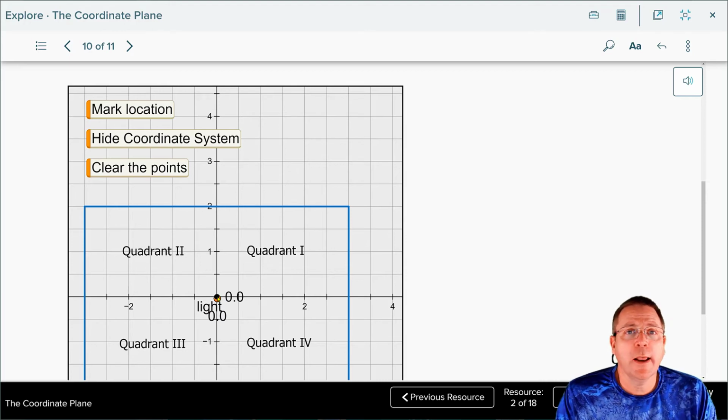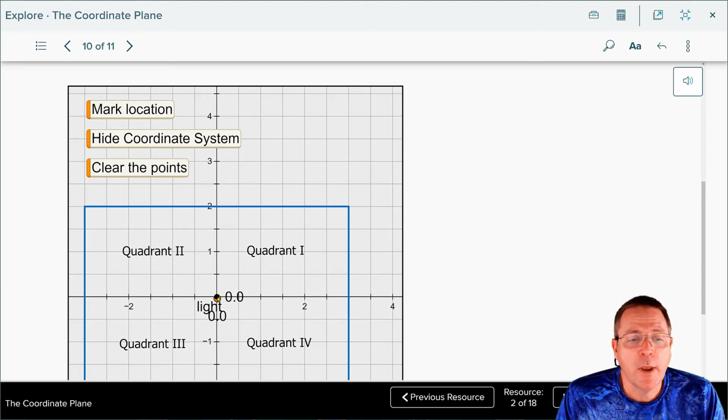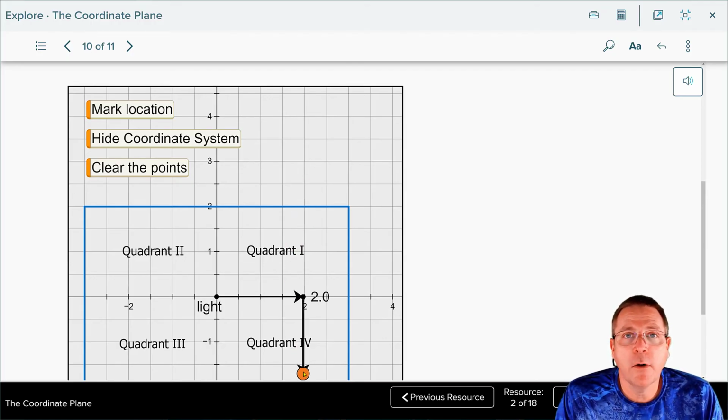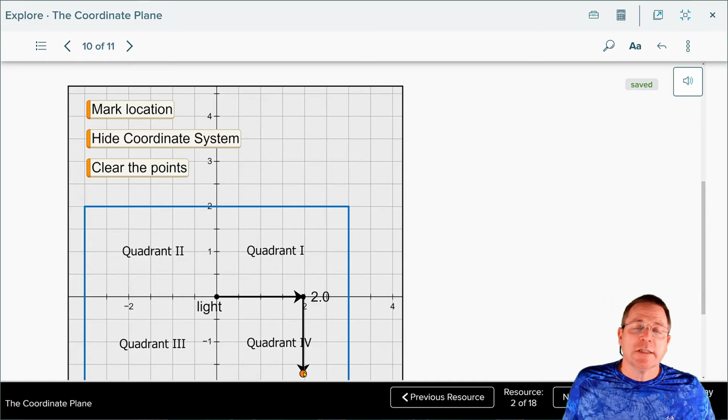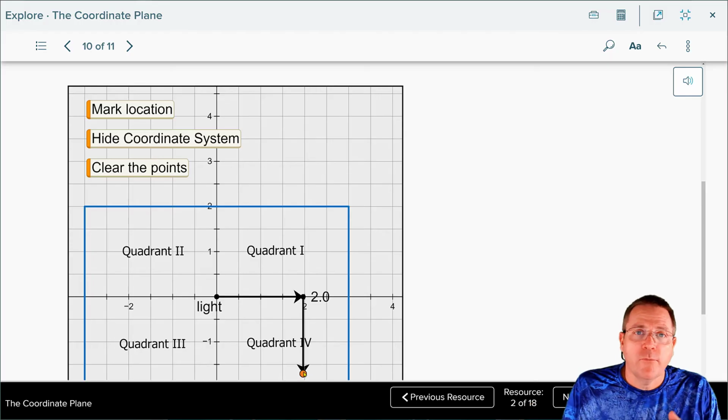I've also heard it as getting in an elevator. You have to walk into the elevator first for your first value, and then you go up or down in the elevator after you walked into it. A couple little tricks to help you remember what the first value makes you do and what the second value in the ordered pair makes you do.